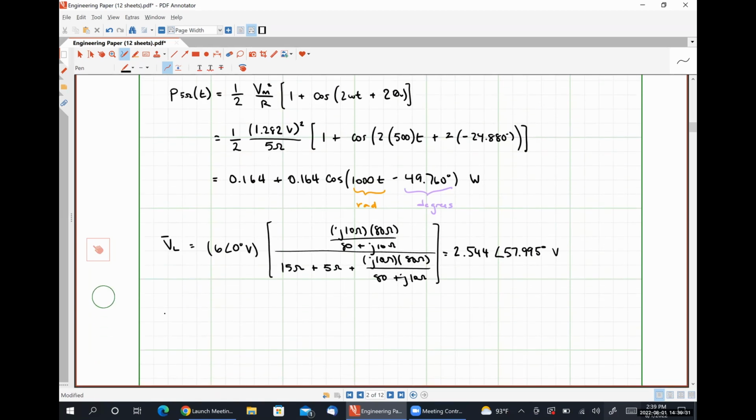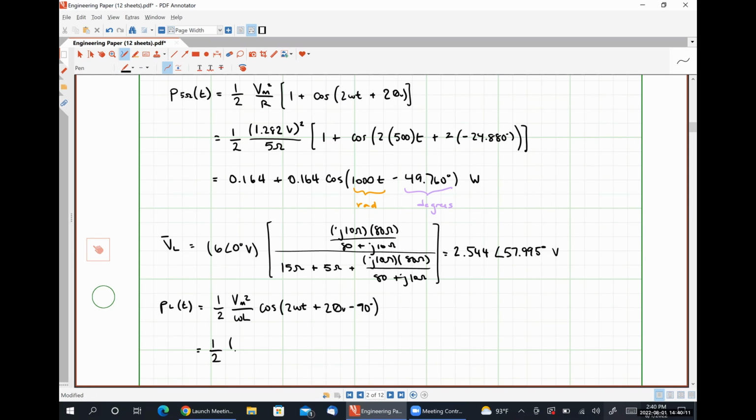From this, the instantaneous power absorbed by my inductor, my general equation, is 1/2 Vm squared over omega L multiplied by cosine of twice omega T plus twice theta V minus 90 degrees. And so now I'm going to substitute numbers in.